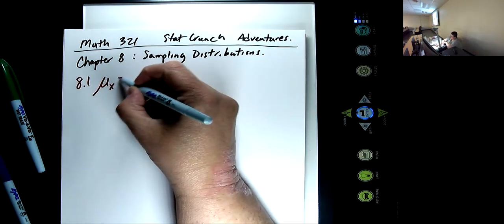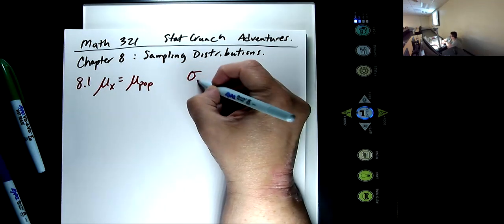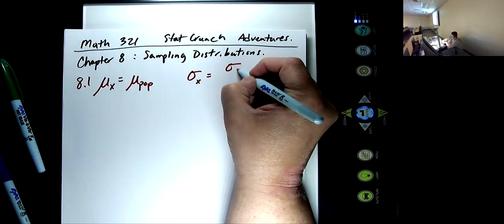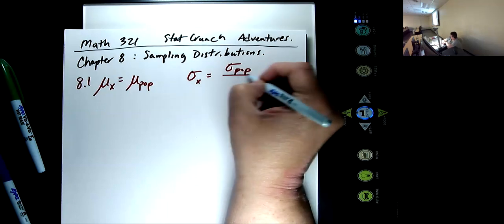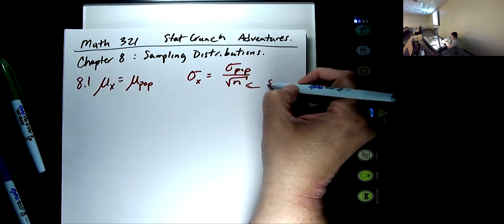The mean of the sample mean was just the mean of the population. And the standard deviation was the standard deviation of the population divided by the square root of n. As a reminder, n is sample size.